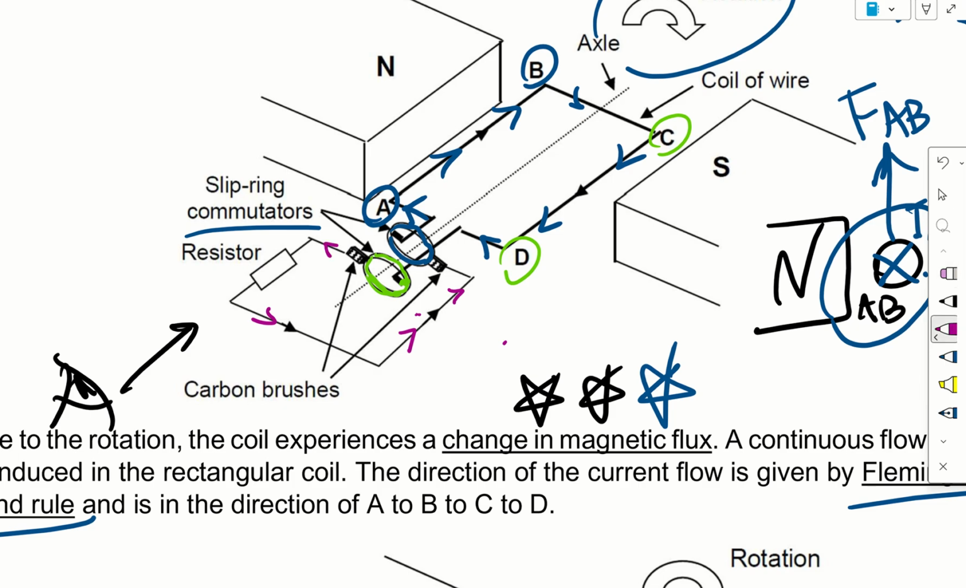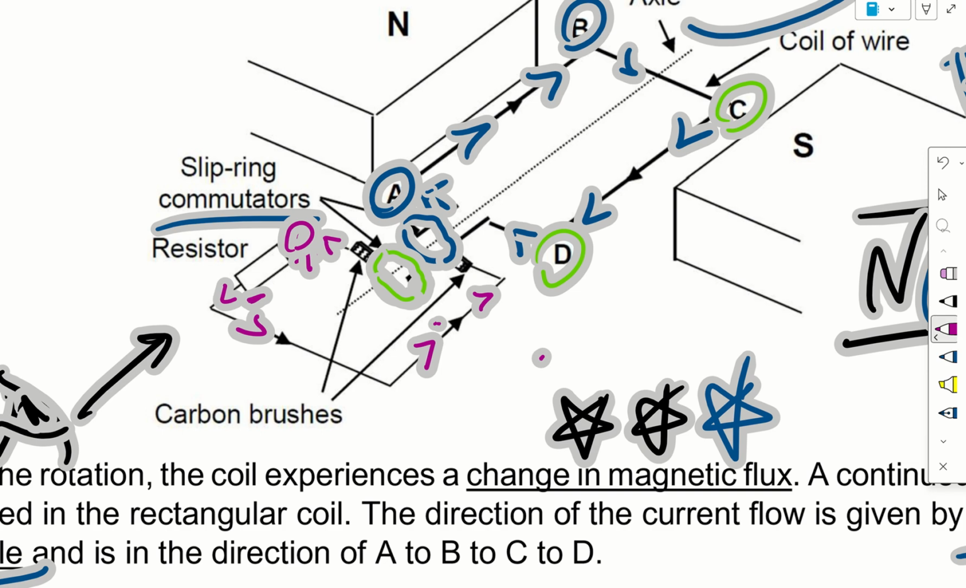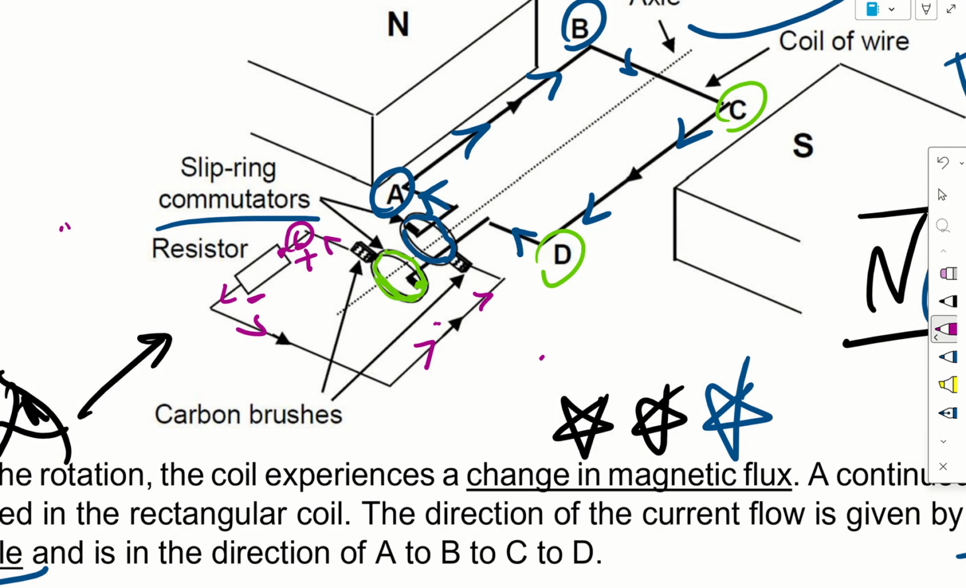That means for the resistor, because the resistor is fixed, current always flows from higher potential to lower potential. So here will be positive, here will be negative. The current is flowing from this point, let's call it X, to this point, Y. So through the resistor, the current is flowing from X to Y.